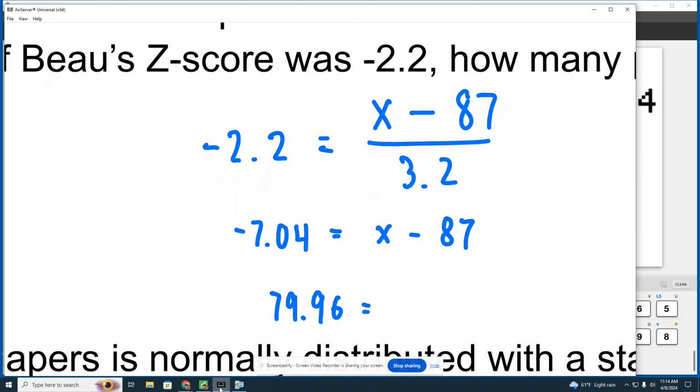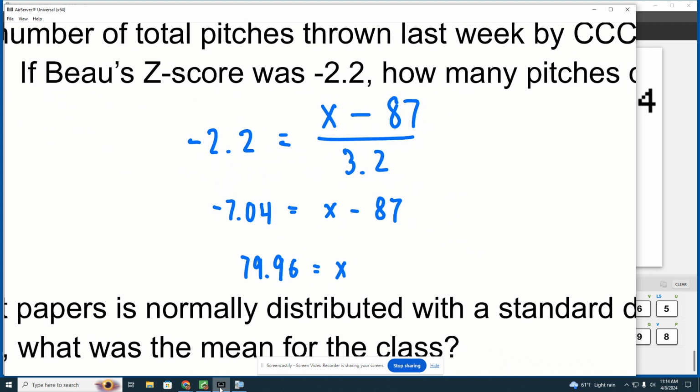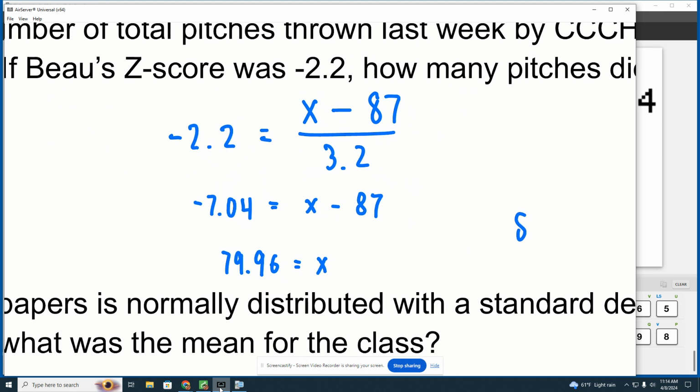Vaughn, can I throw 79.96 throws? No. So how many throws did Bo throw? 80. He threw 80. Okay? 80 pitches. Pretty good outing.